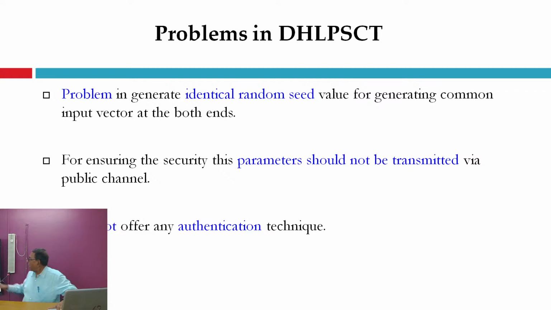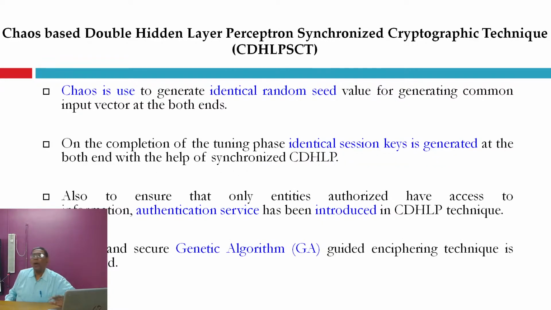So there are some problems. I'm not going into that. You see, identical random seed was the major problem. That means the seed given here and the seed given here are different. So that's why the tunings are not coherent. So for that reason, we have gone for chaos-based tuning.